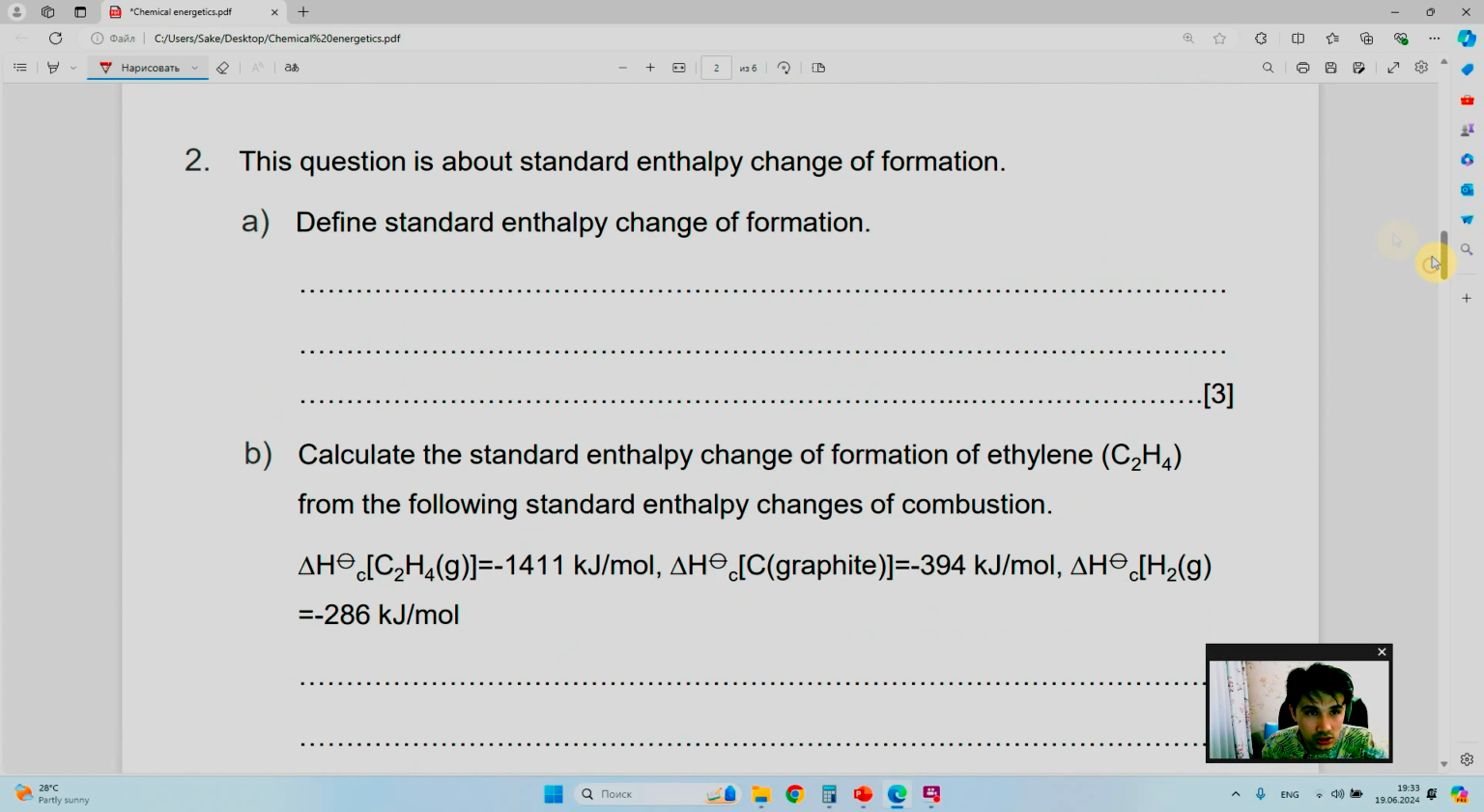Okay, next question is about, again, enthalpy change of formation, and this is the definition of it. So enthalpy change of formation.